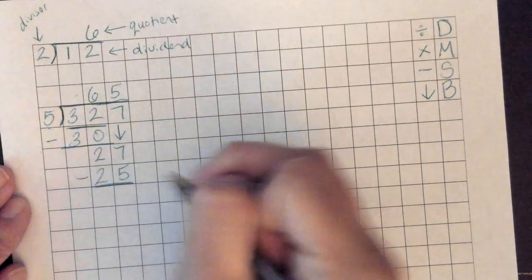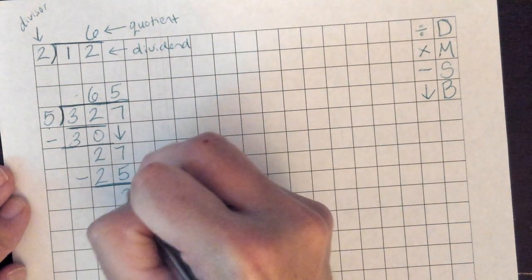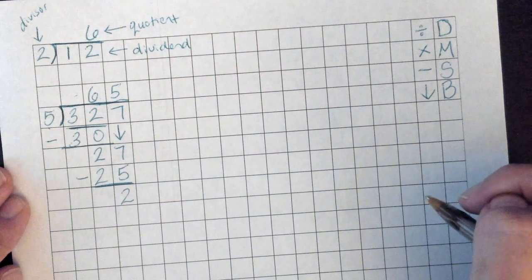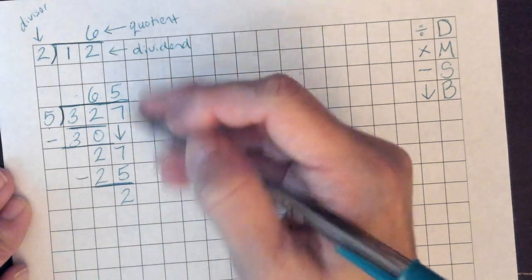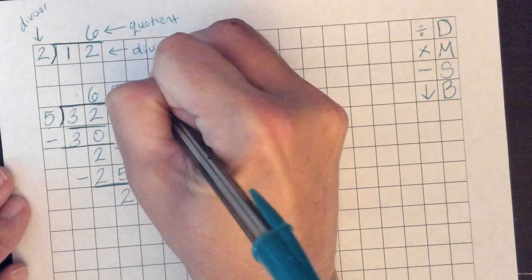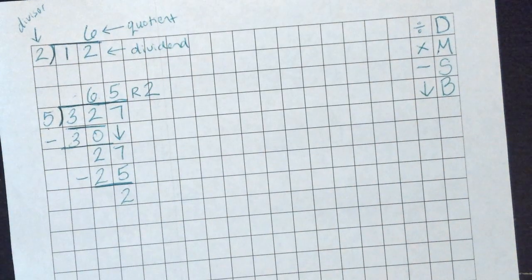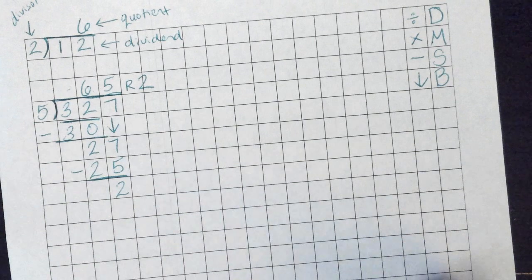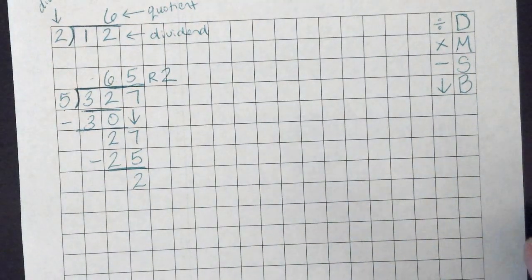Subtract. 27 minus 25 is 2. 5 can't go into 2, so I have a remainder. I have a remainder of 2. So the answer is 65, remainder 2. Okay, so that worked with my one-digit divisor.